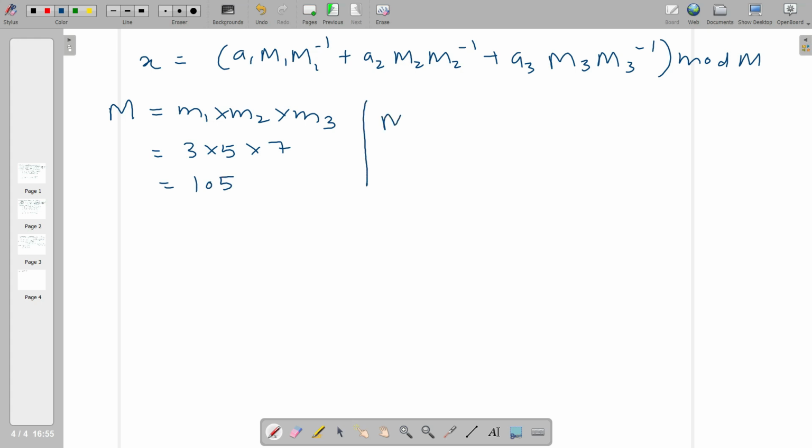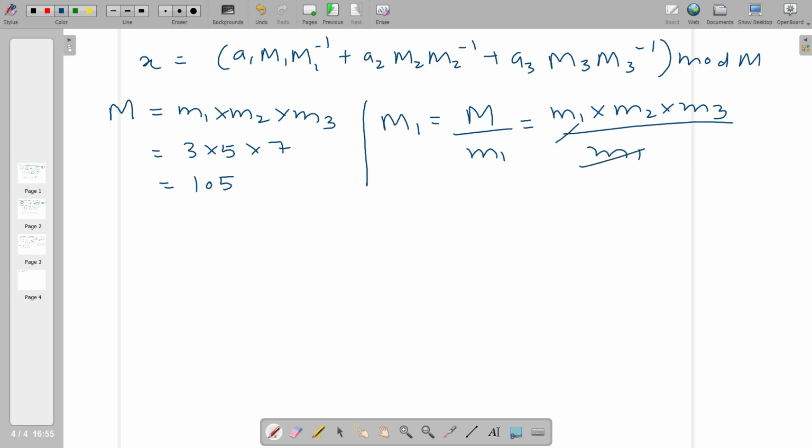Now let's come to capital M1. So you can write capital M1 is equal to small m into capital M upon small m1. So what is capital M? Capital M is equal to m1 into m2 into m3. So when we write this, likewise, it's going to be m2 into m3, which is 5 into 7, 35.